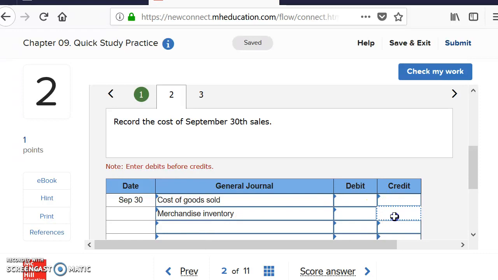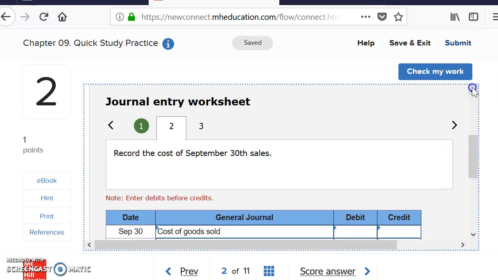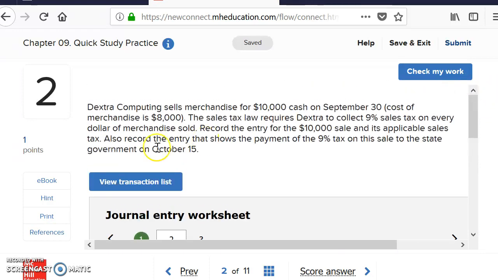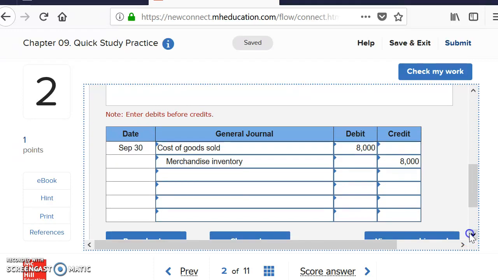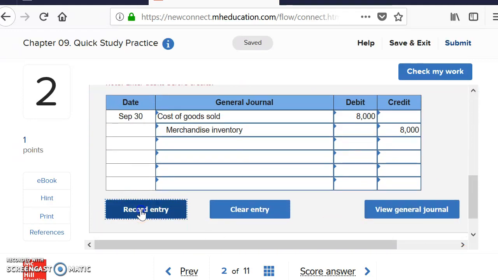We're reducing it for the amount of inventory we sold. The cost to us was $8,000, so we did a $2,000 markup. So let's go ahead and debit the cost of goods sold, which is an expense account, and then we will credit merchandise inventory. Our debits and our credits equal, and we're ready to record because we're in balance.